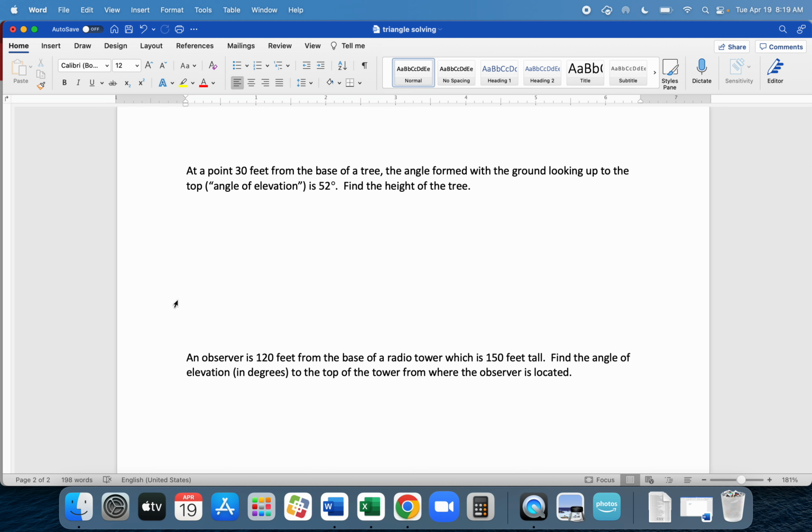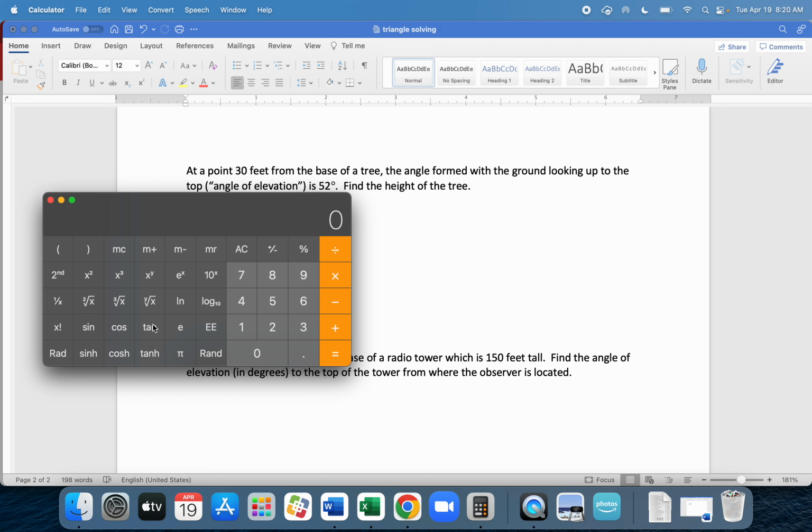And let's see. It should be like 40-ish or something. I think it's just a little bit under 40. But let's see here. Tangent of 52 is 1.27 times 30. Yeah, 38-ish. And that would be feet. It's a distance, so it's not 38 degrees.